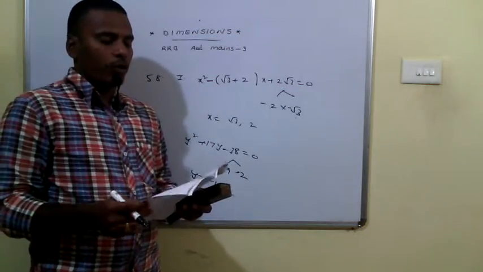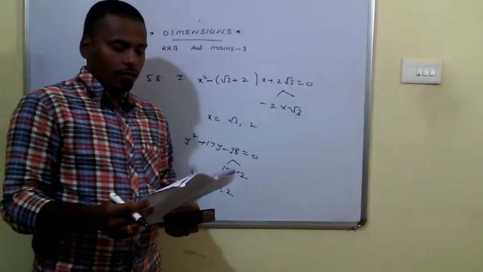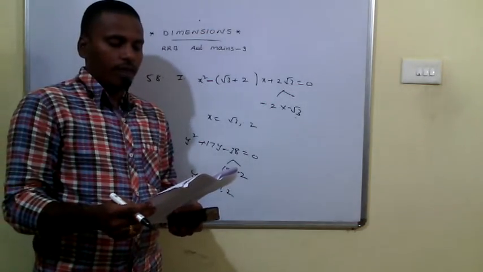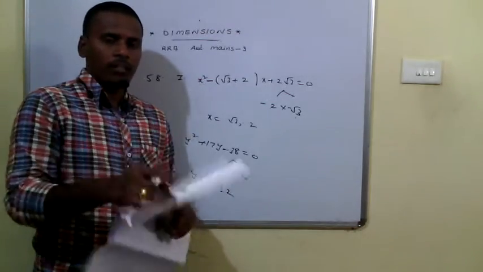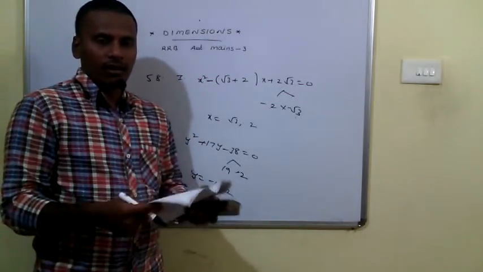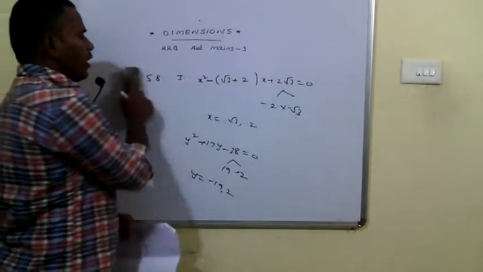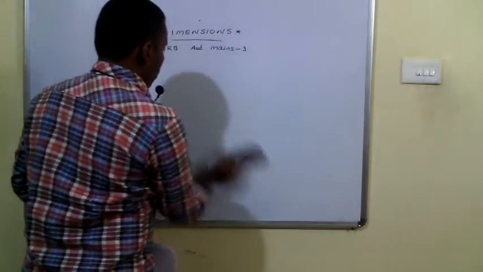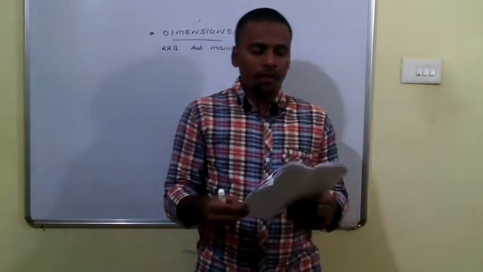Similarly, we have to solve 59 also. Solve the quadratics to get the value. Then from 60 to 64, we have the questions from the approximations. Calculate by usual addition and multiplication techniques to get the approximate results.